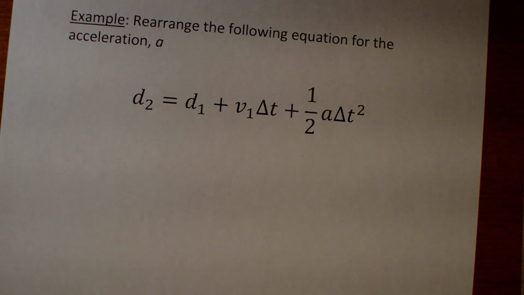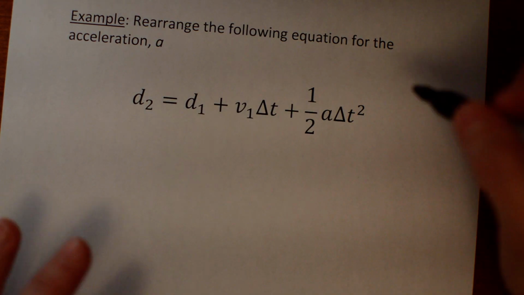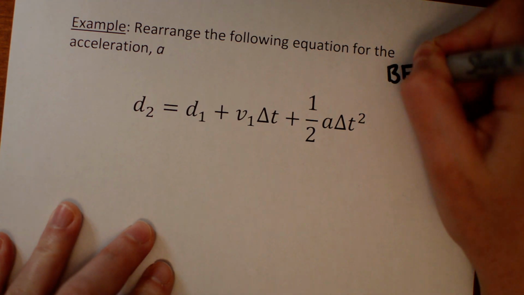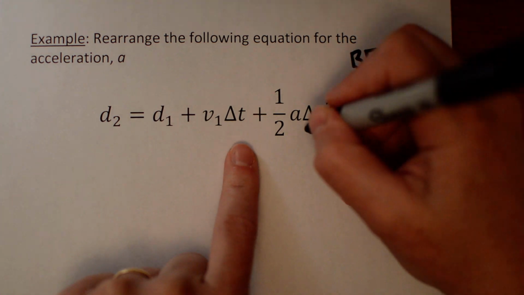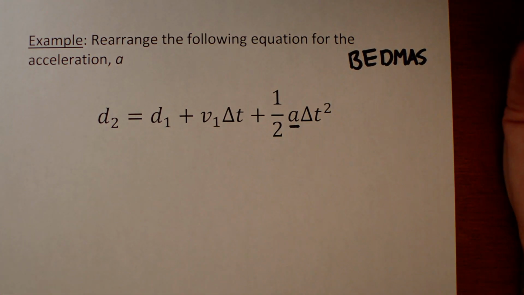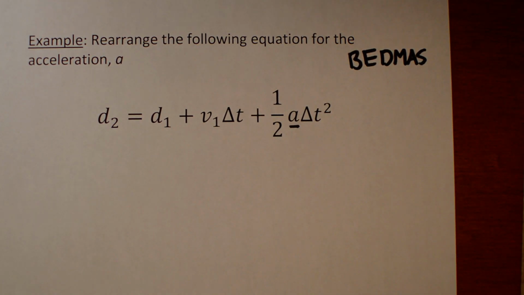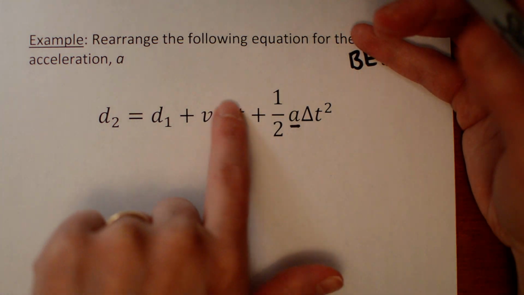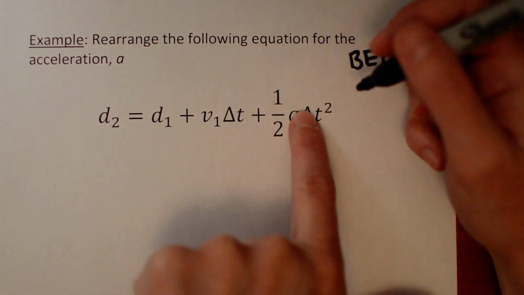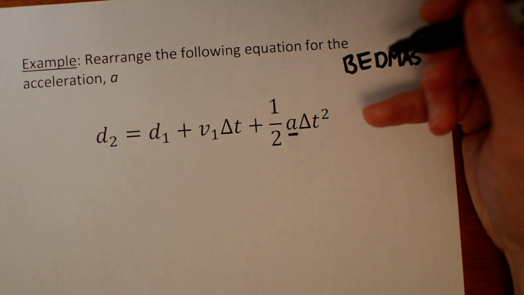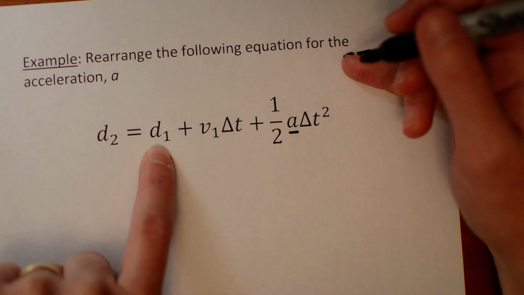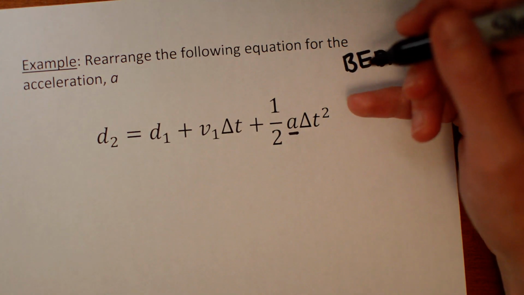All right. Here's one that looks really long, but it's actually not bad at all if you just go through your sort of backwards bed mass, one step at a time, you'll be fine. Here I'm trying to rearrange for acceleration, and the first thing I'm going to look at is, well, what's being added and subtracted here? So I want to get rid of any terms that are added and subtracted to the acceleration term. So here's my acceleration term, the v1 delta t, that's being added, so I'm going to move him over to the other side, I'll subtract him. The d2, he's being added, so I'll subtract him from the other side too.